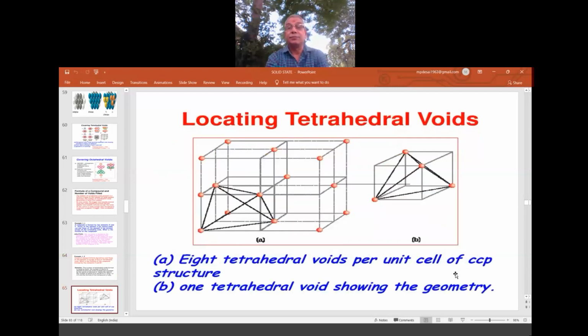Now, how to locate tetrahedral voids? For this you have to take one separate unit cell. This is the crystal lattice, and this is a unit cell. In this unit cell, all the 4 corners are occupied by particles, at the bottom 4, totally 8, and there is one on every face. This is called face-centered packing, FCC packing.